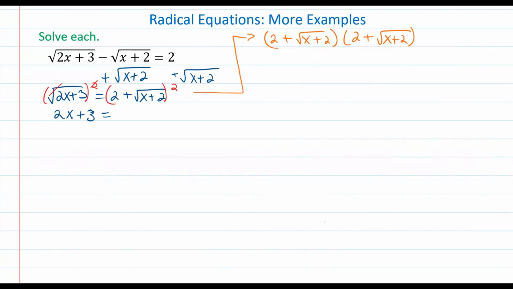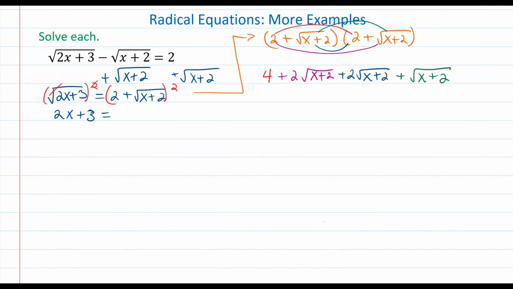Now I'm going to go ahead and multiply all of that out. So I'm going to go ahead and do 2 times 2, which is my first, so that's 4. Then I've got my outside, which is 2 times the square root of x plus 2, so plus 2 times the square root of x plus 2. Then I've got my inside, so it's going to be actually the same. It's going to be plus 2 times the square root of x plus 2. And then finally, I'm going to go with my last, and my last is going to be the square root of x plus 2 times the square root of x plus 2. Because those are exactly the same, I'm going to rewrite it as the square root of x plus 2 squared.